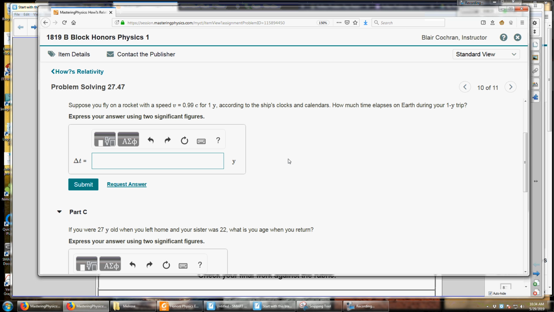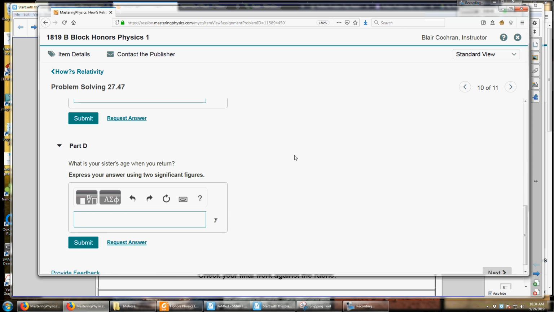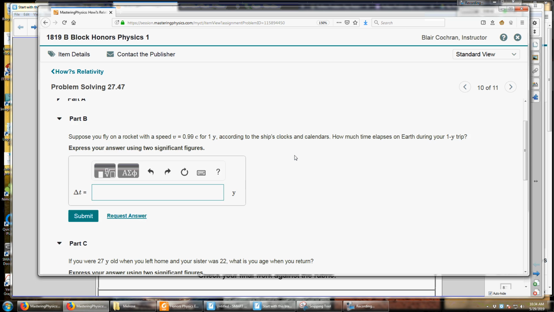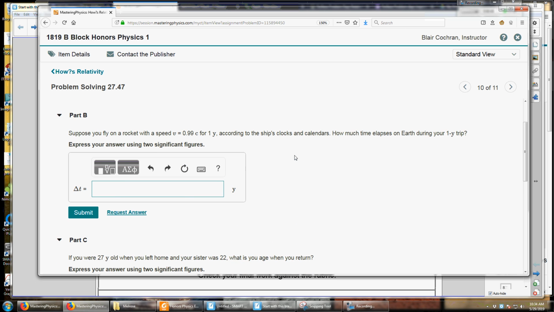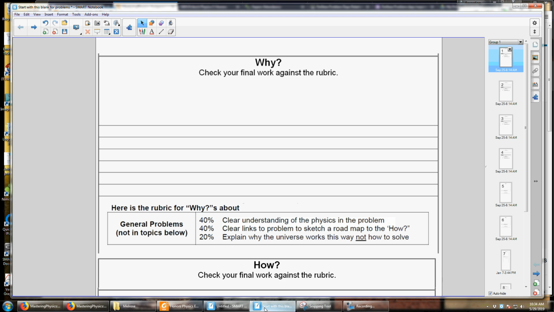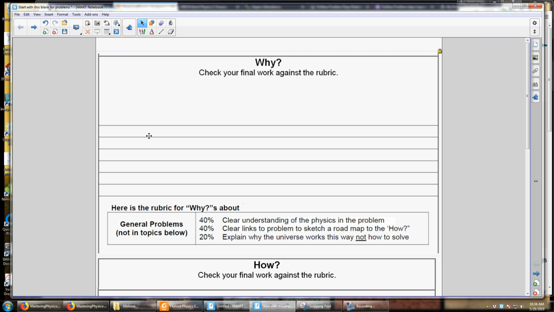According to the ship's clock and calendars, how much time elapsed on Earth in the 1-year trip? And then, okay, so this one is asking us about time. So for the Y, I'm going to focus in about time. So let's see.